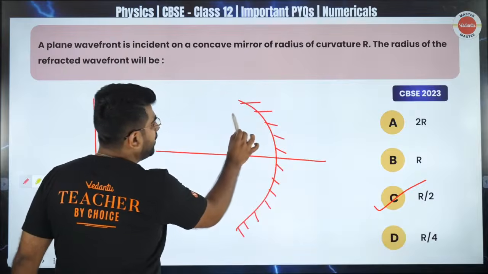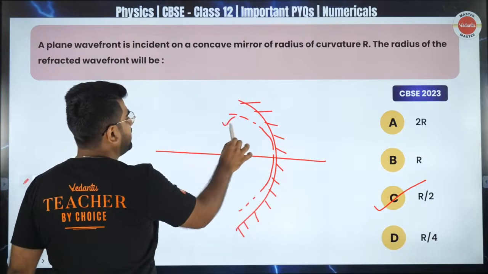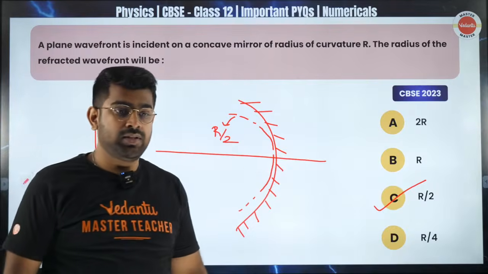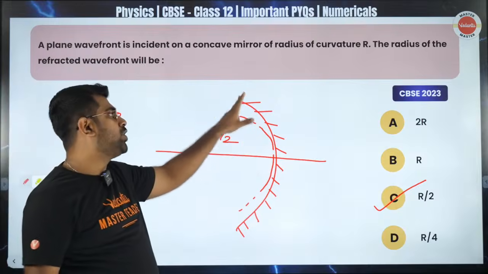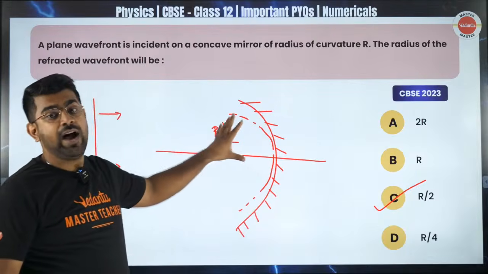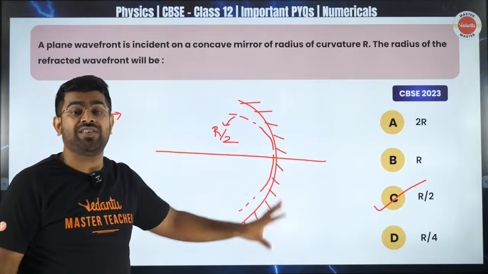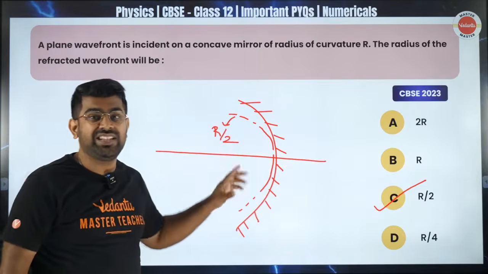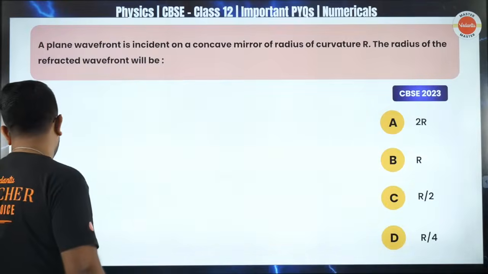It will form a spherical wavefront of radius of curvature R by 2. It's a theoretical question. A plane wavefront incident on a concave mirror, after reflection, will form a spherical wavefront with radius of curvature R by 2. Okay, that's the answer.